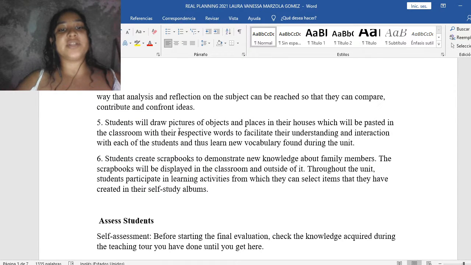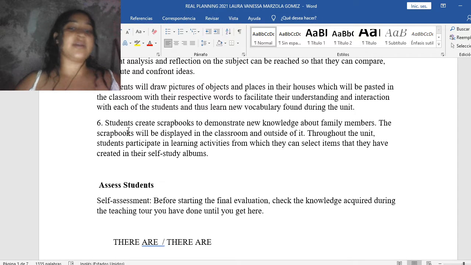A student will draw a picture of an object and place it in their house, which they will paste in the classroom with their respective words to facilitate understanding and interaction with each of the students, thus learning new vocabulary found during the unit.